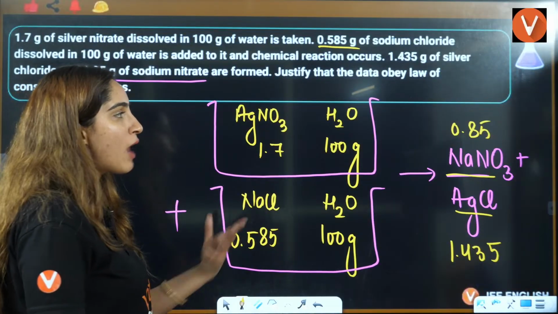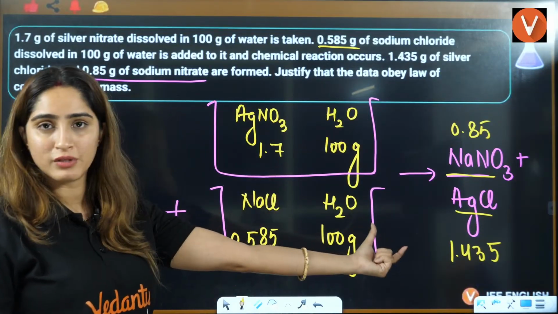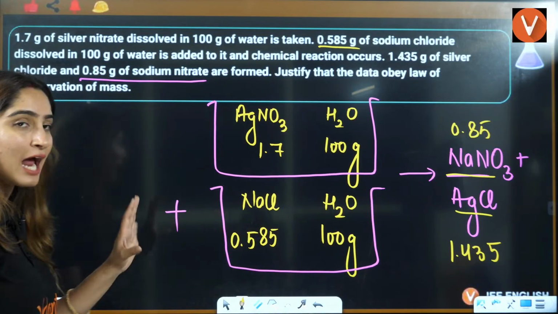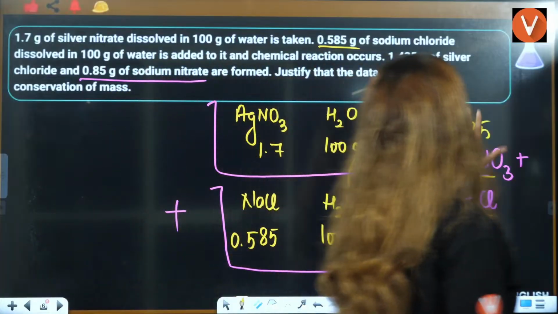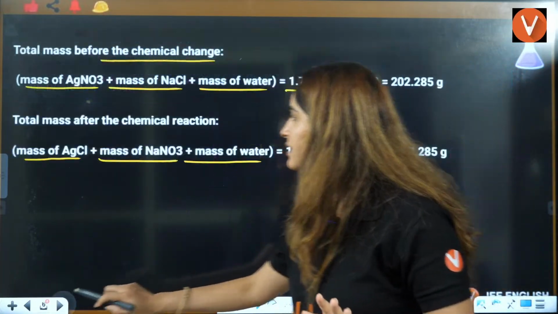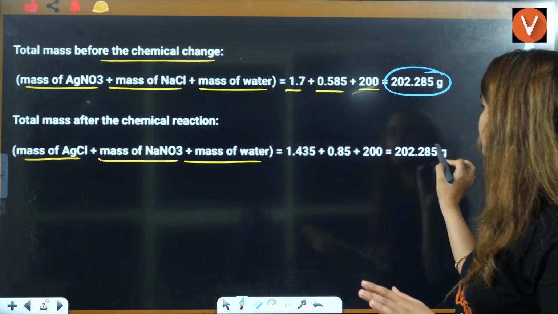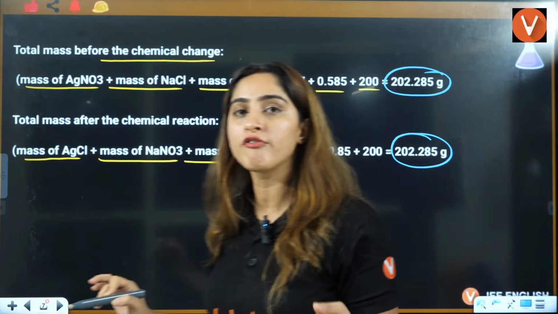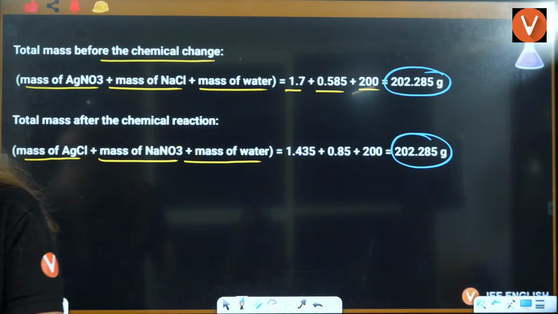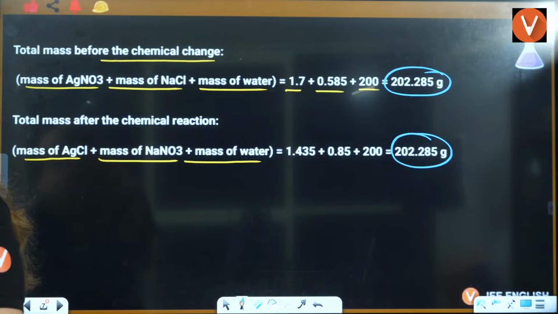So you have to add only 0.85 plus 1.435 plus 200 of water. That was there before, and it will be there after also. After adding up, you will see the answer is going to be the same. That means the law of conservation of mass is applicable here. It is applied here, right?